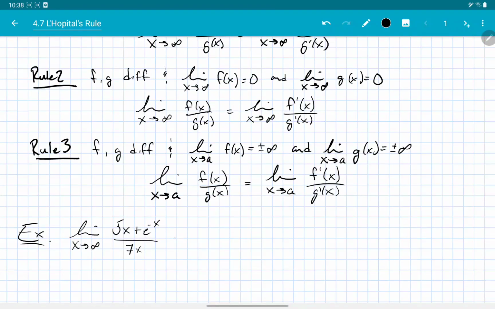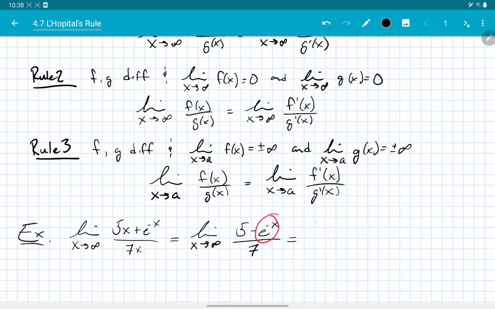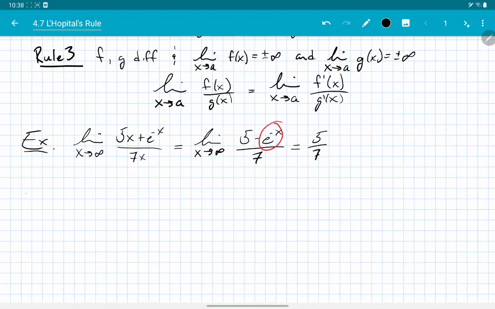So I should be able to find this limit by applying L'Hopital's rule and taking a derivative of the numerator and the denominator. Now, as you let x go to infinity, the e to the minus x term goes to 0. It becomes very, very small. So this is 5/7. Another example.